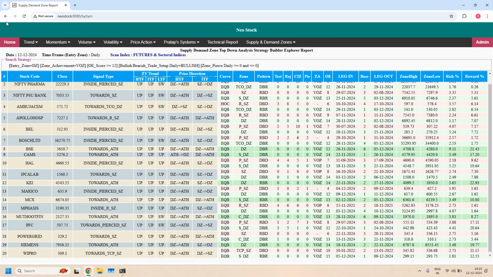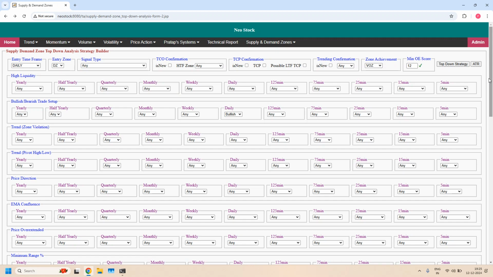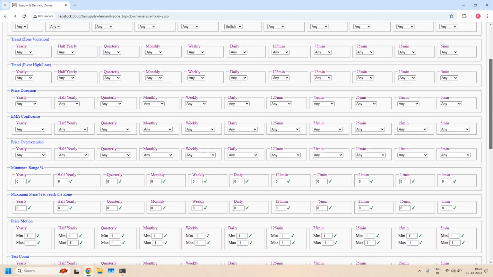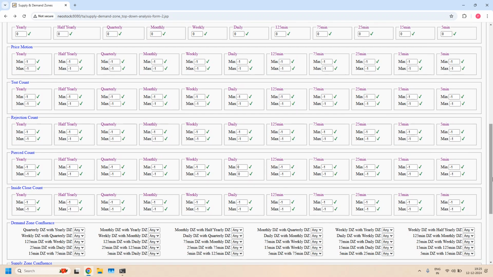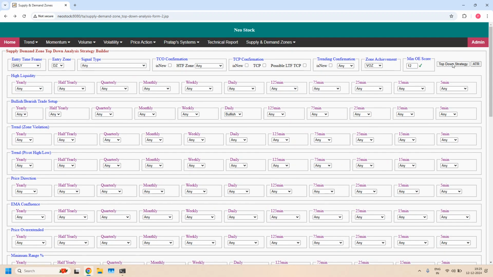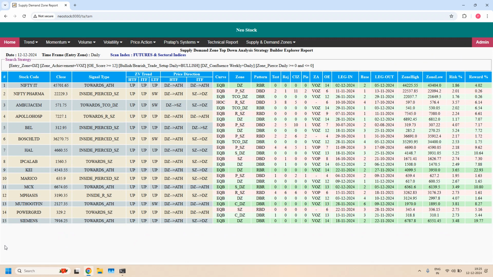Okay, I'm further going to filter by adding the filter LTF and ITF demand zone confluence. That is nothing but a daily and a weekly demand zone confluence. So I'm enabling this filter. With this filter, out of 20, we got 15 stocks.